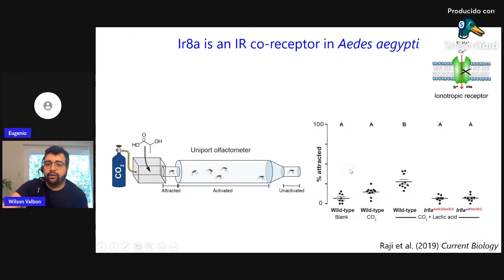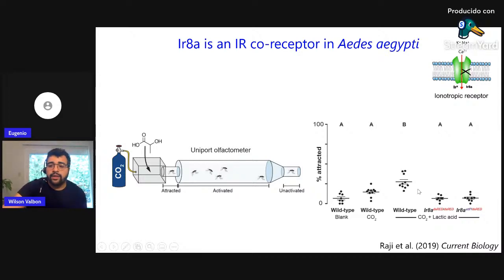And you can see here for wild type blank, nothing; wild type only CO2, nothing. When you have wild type CO2 plus lactic acid, yes, we have attraction, not that much because it's just one compound. Lactic acid alone can elicit attraction, but not that much. However, the most important thing here is that when they tried the IR mutant, this was reduced. Then they confirmed that lactic acid is activating IRs.